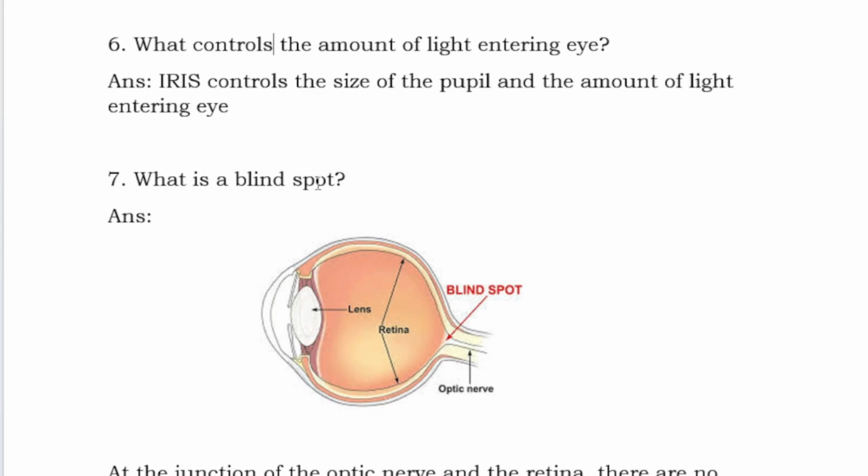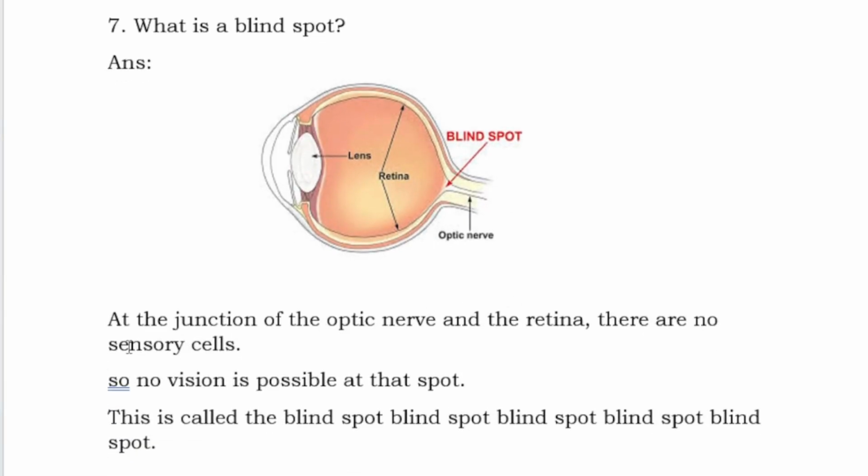What is blind spot? Observe this picture. Here optical nerve is starting. Here you will not find any retina. This position is called as blind spot. At the junction of optic nerve and retina, there are no sensory cells. So no vision is possible at that spot. This spot is called as blind spot.